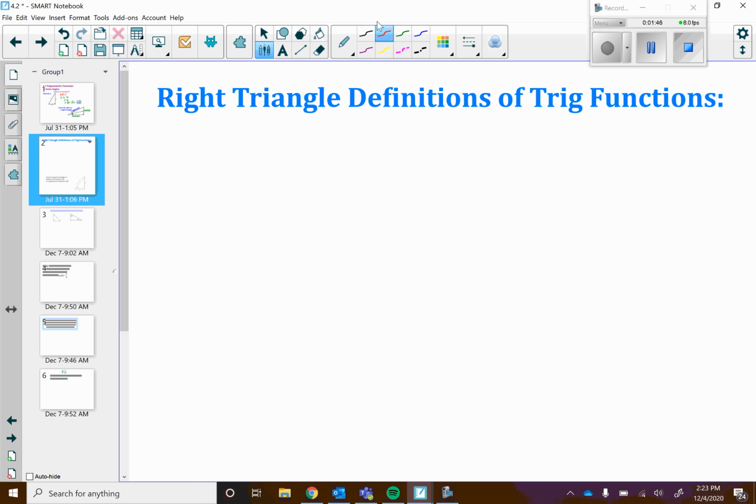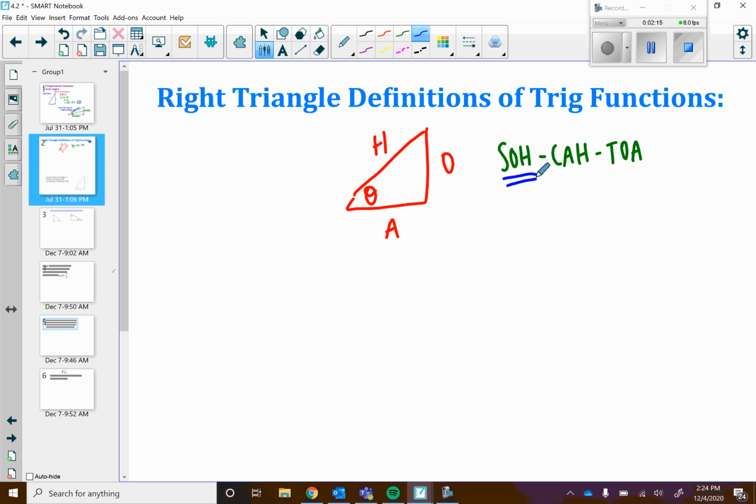Right triangle definitions of trig. We're going to use that drawing we had, where this is theta, this is the opposite side, this is the adjacent side, and this is the hypotenuse. And hopefully, maybe somewhere in the depths of your mind, you're thinking, oh wait, this is SOHCAHTOA. And if you don't know what I'm talking about, don't worry, I'm going to explain it. SOHCAHTOA is a way to remember what sine, cosine, and tangent ratios are. SOH would be for sine. So sine of theta is equal to the opposite side divided by the hypotenuse.